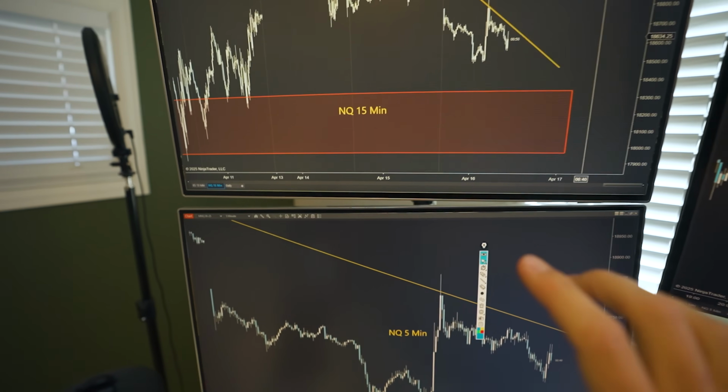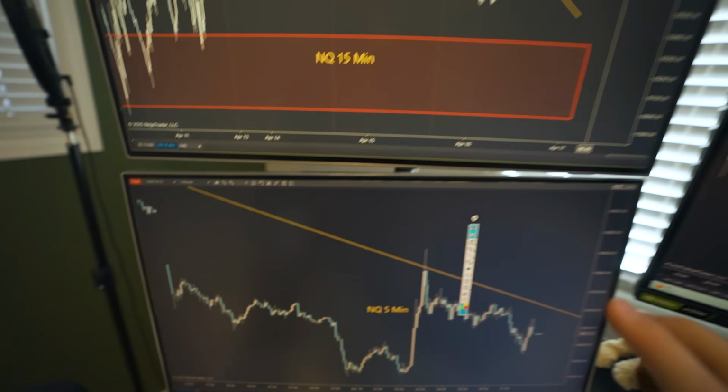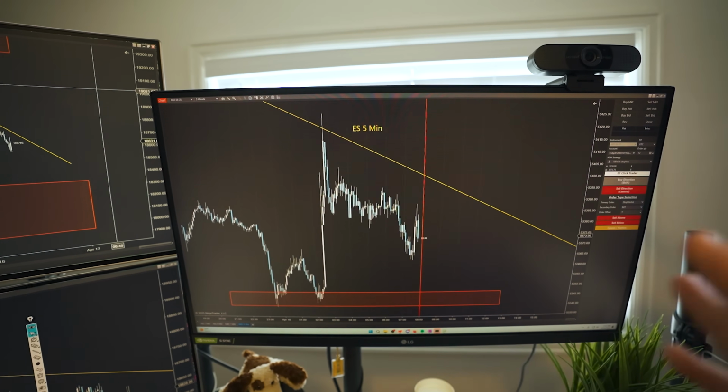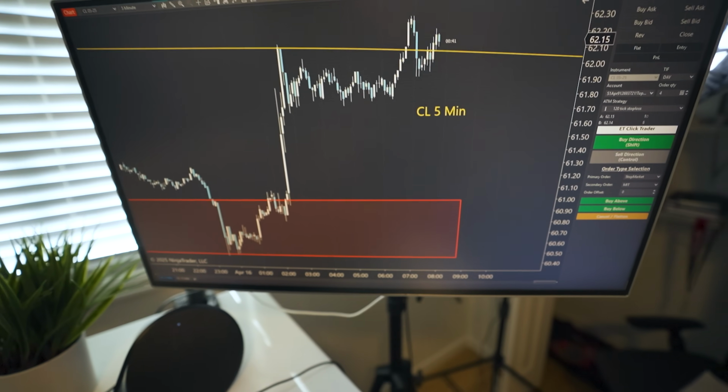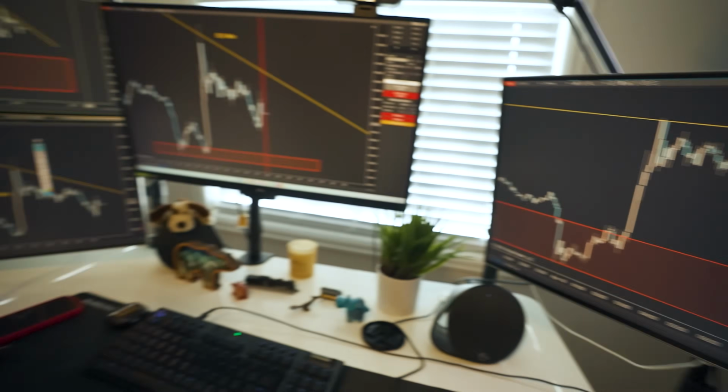And I have a screen with the 5-minute of the NASDAQ, and then a screen with the 5-minute of the ES, and then a screen with the 5-minute of the oil futures. And the whole idea there is I am mainly just looking at how it reacts to these levels on a 1-minute or a 5-minute. And I'm just patiently waiting for it to be in a good spot that makes sense.